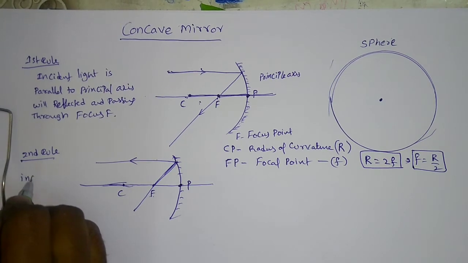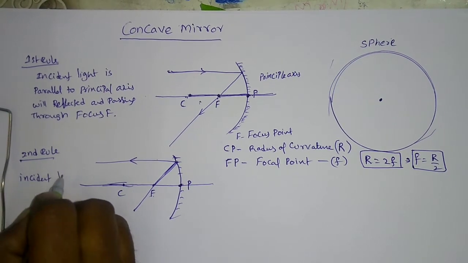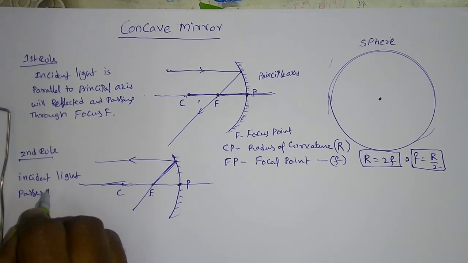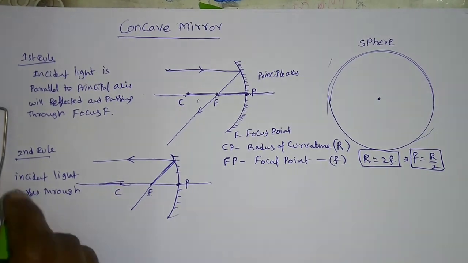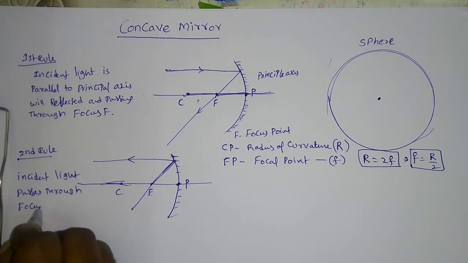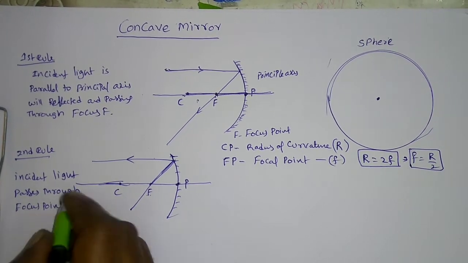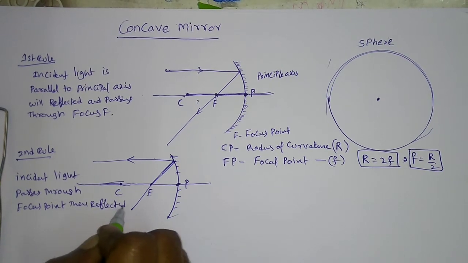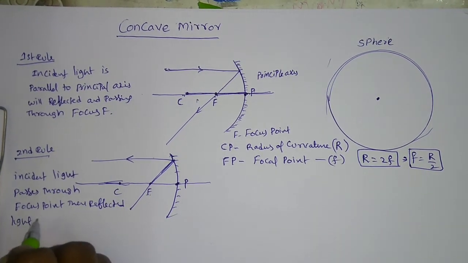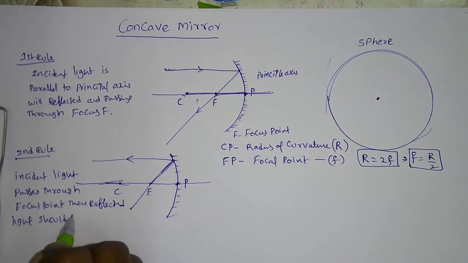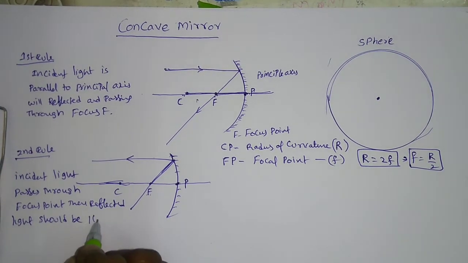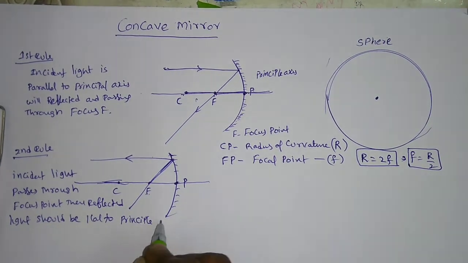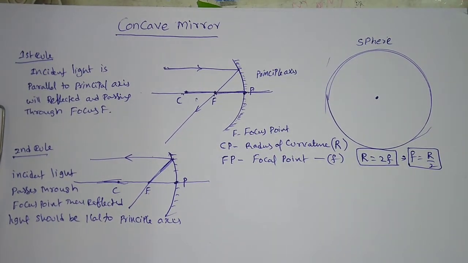That is, incident light passing through the focus point, then the reflected light should be parallel to the principal axis. This is rule number two.